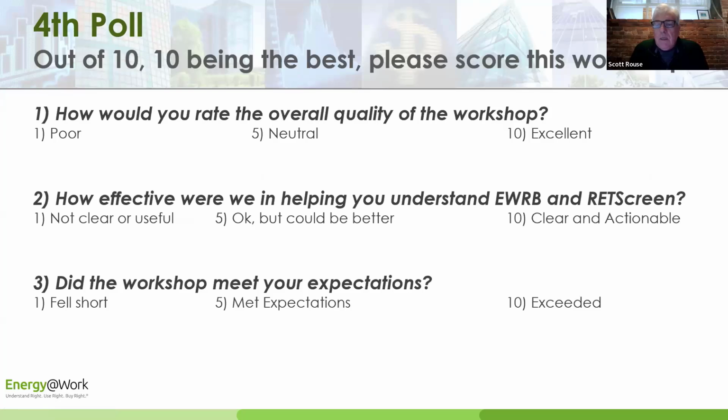We're starting to get items through the chat. So the first one is overall value from the workshop. The second one is effectiveness between 1 and 10, 10 being good, and expectations again between 0 and 10. They're coming in there, Scott. I'll just keep an eye on it here. Thanks, folks, for your patience there.